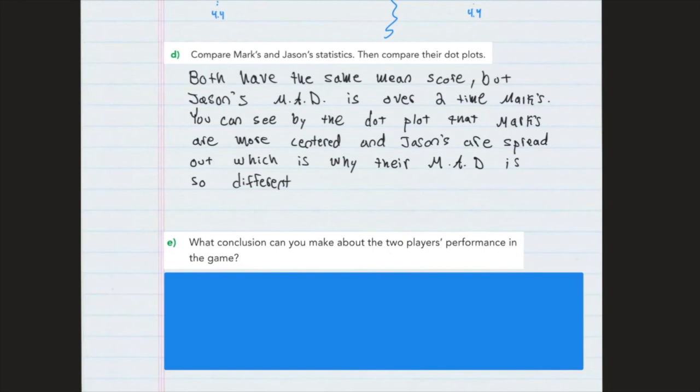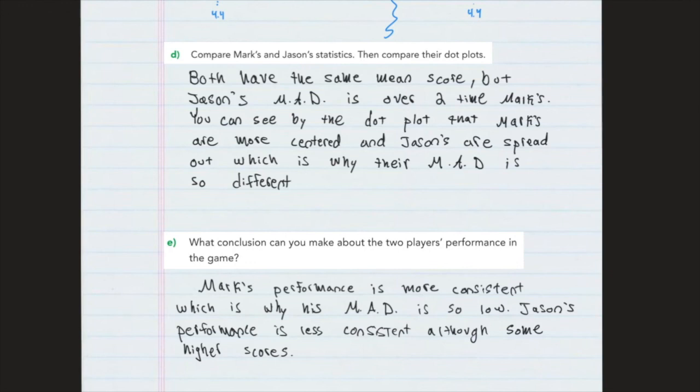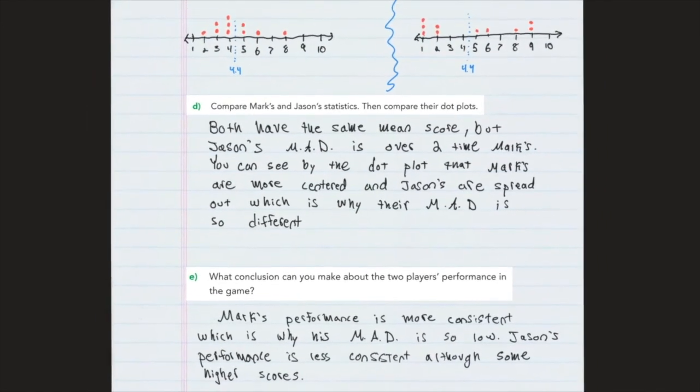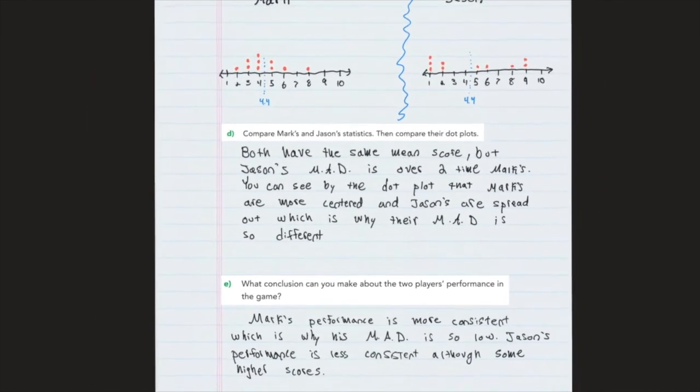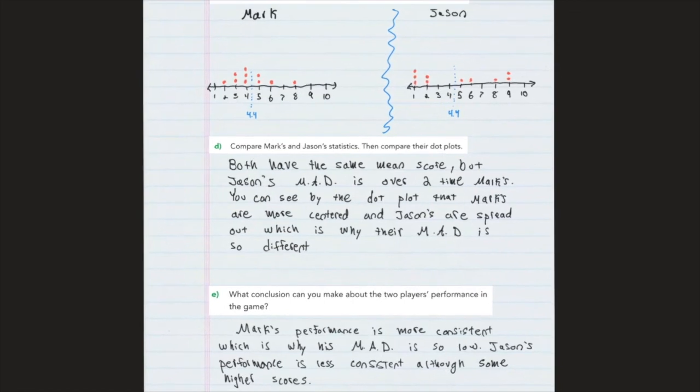And then the next one, again, I have the blue box. I'm just going to delete that here. What conclusion can you make about the two players' performance in the game? So, what I would say is when we look at their dot plots and we think about their mean absolute deviation, Mark's performance is probably more consistent, right? So, he always averages around a 4.4. And then Jason has some highs and some lows. So, his average is still the same.